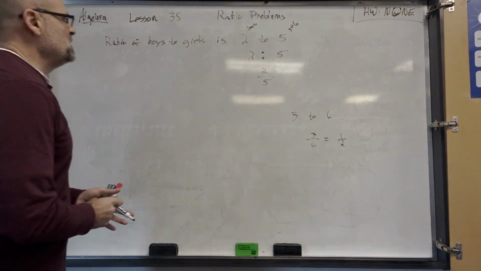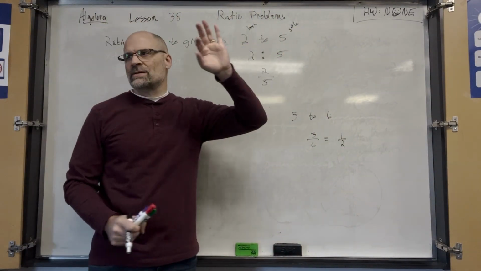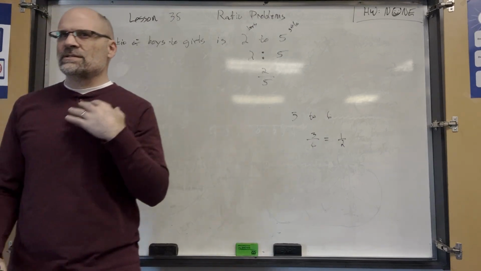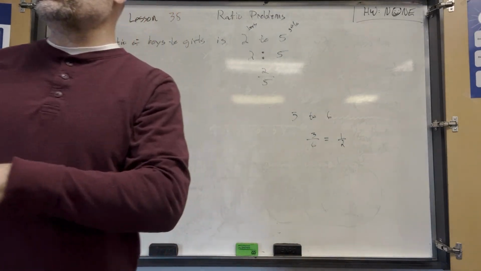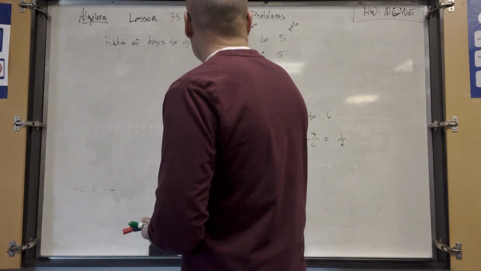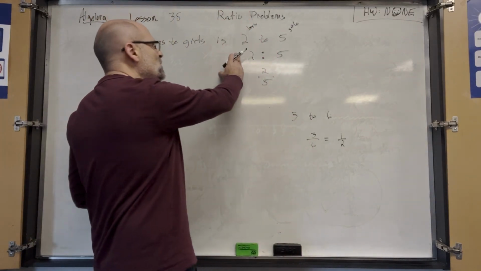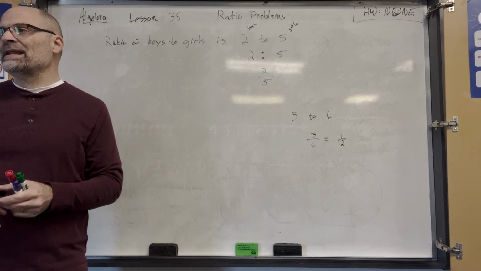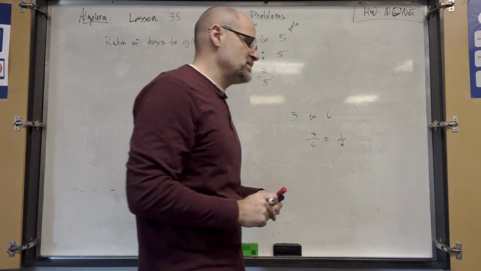So this does not mean that there's 2 boys and 5 girls. It does in this situation. But if I said the ratio of boys to girls is the same in this class as it is in the whole school, then that would mean that the number of boys and number of girls would be equivalent to 2 to 5. Okay, now, here's a question that a lot of students don't get.